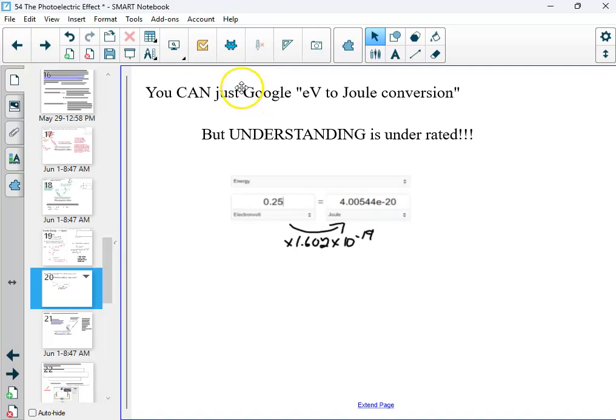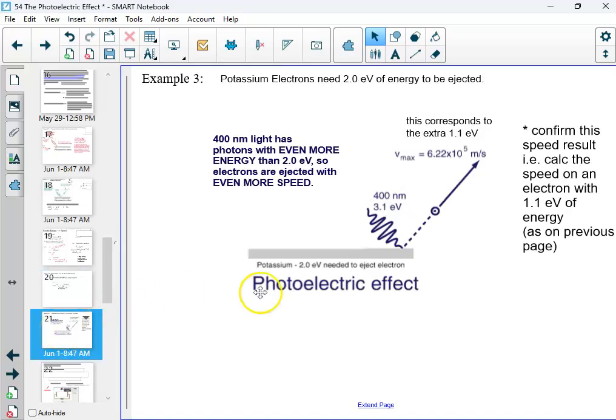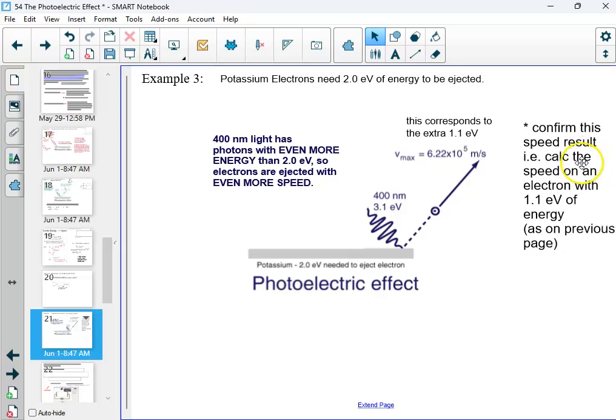The more you go into this, it's less about just getting the right answer in a high school course. It's about understanding the world around you. That is what we're doing this for, right? So here's another example, example 3. This one, you're going to confirm that speed, your practice assignment.